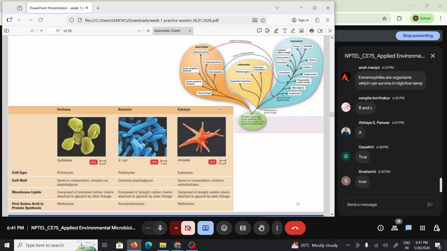straight in bacteria. And you can see one more similarity in terms of protein synthesis between archaea and eukarya, where methionine is going to be the first amino acid in protein synthesis. So this table gives the basic understanding of archaea, bacteria, and eukarya, and as we already saw, you can see in the top right the three kingdom classification and some examples in each of it.